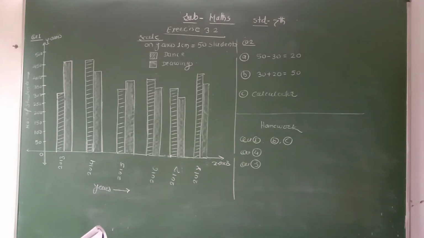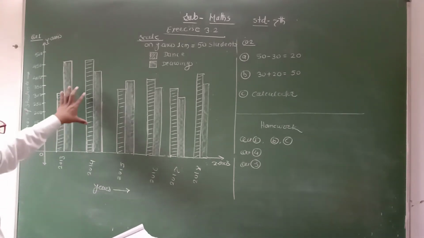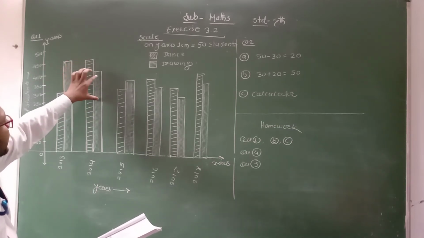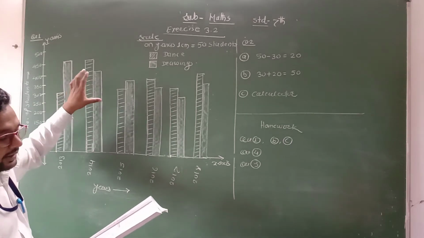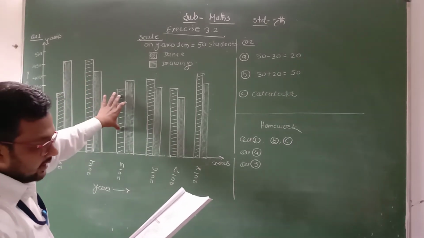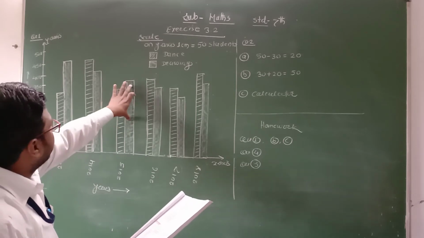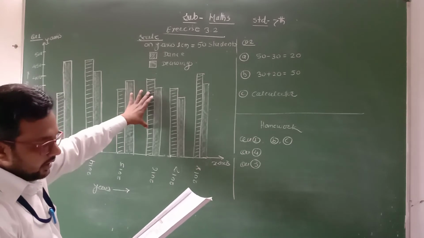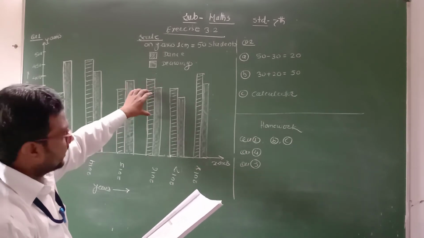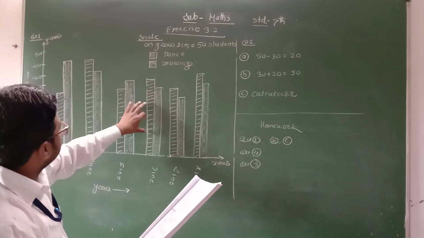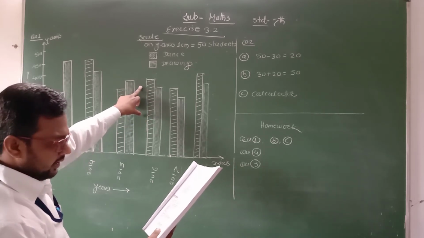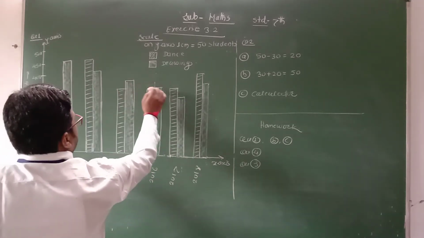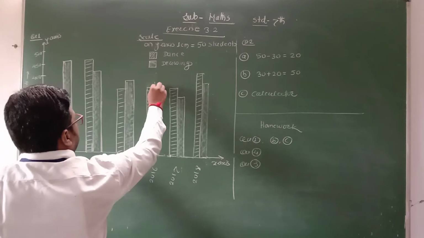Similarly for 2014, it is given 450 for the dance and 400 for the drawing. Then for 2015, that is 300 for the dance and 350 for the drawing. Next year 2016, 350 and 400 it is given. It is 350 and this is 400.